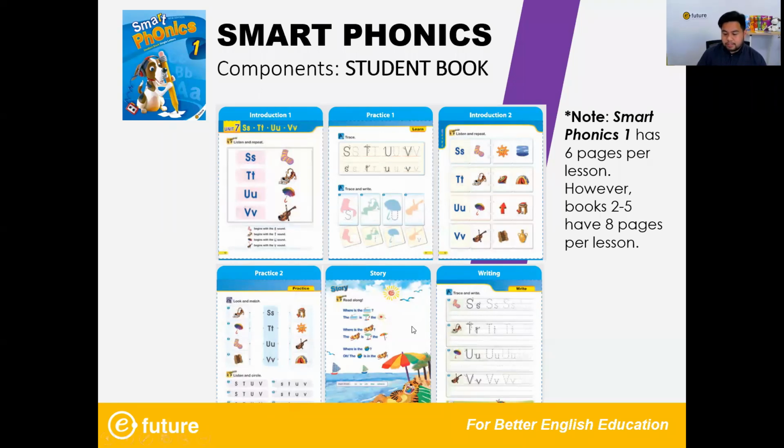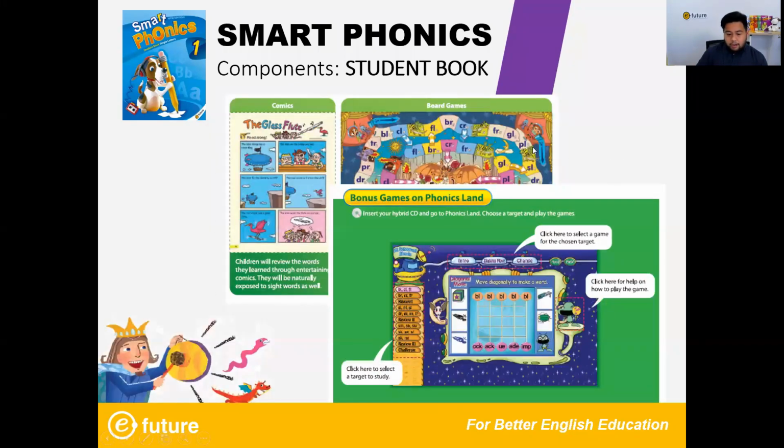And in this lesson, we do have extra writing practice. I will make a note that in Smart Phonics 1, which covers the single letter sounds, there are 6 pages per lesson, but in books 2 through 5, there are 8 pages per lesson. So there will be a little extra listening involved at the beginning of each lesson. And as I talked about, in the review lessons in the book, there are some comics and some board games included.